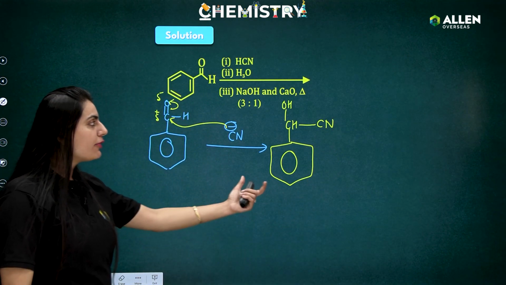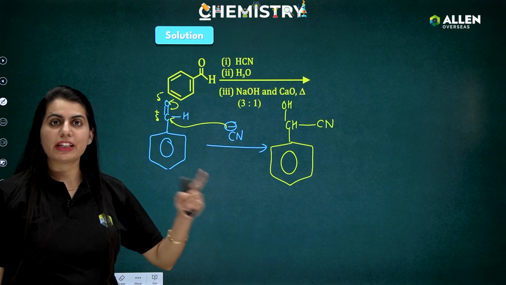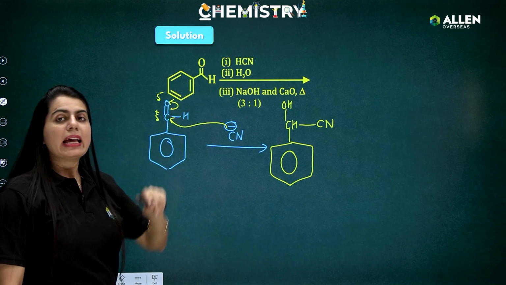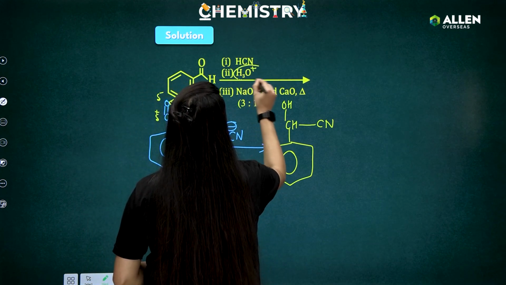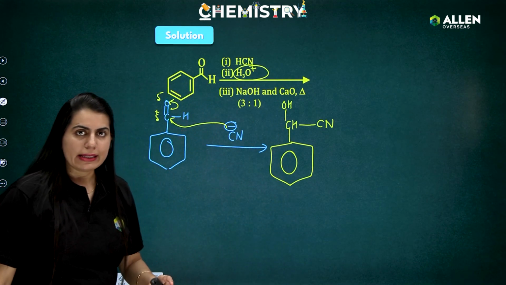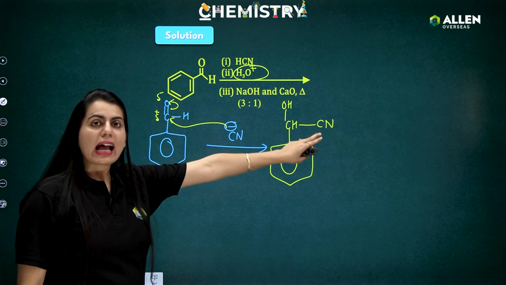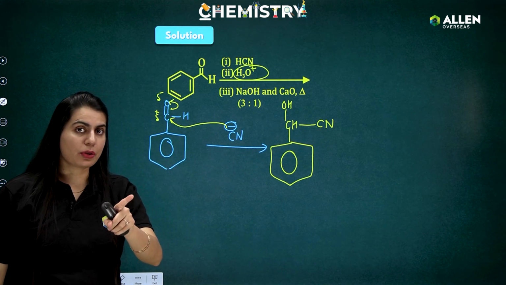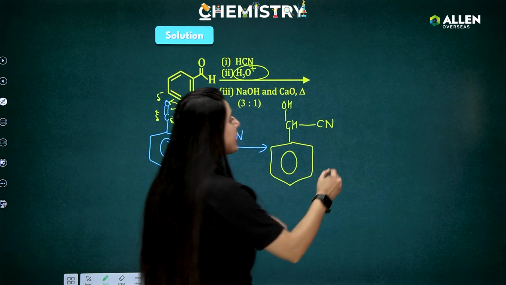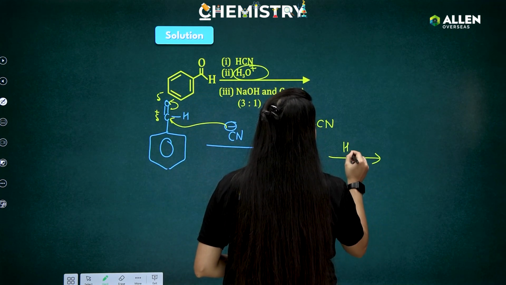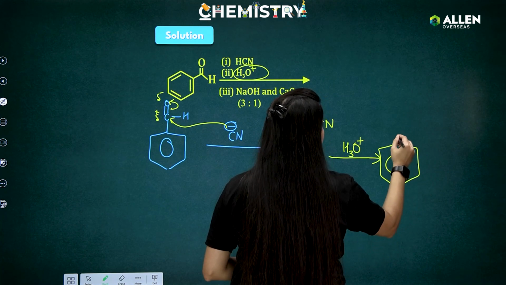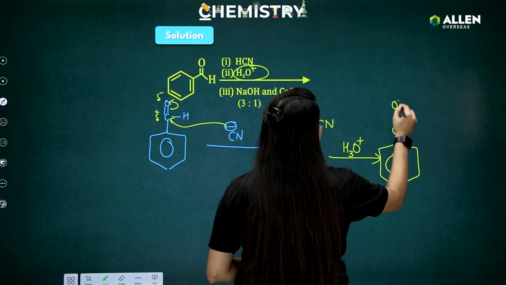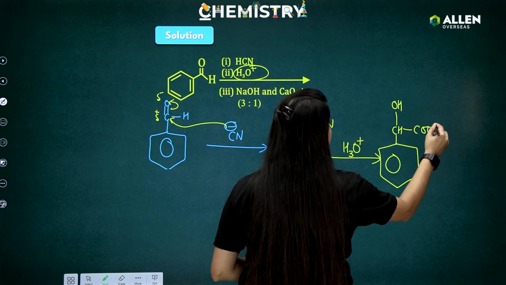Now after this particular step, my dear students, we need to keep in mind that we are provided with H3O positive. When I talk about this H3O positive, we'll keep in mind that this is your cyanide which undergoes complete hydrolysis. And when cyanide undergoes complete hydrolysis, it gives us the formation of carboxylic acid.